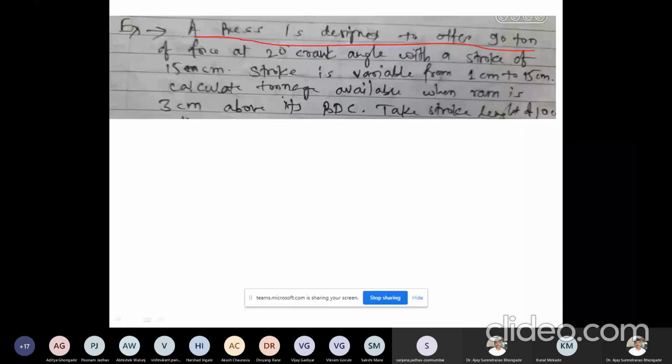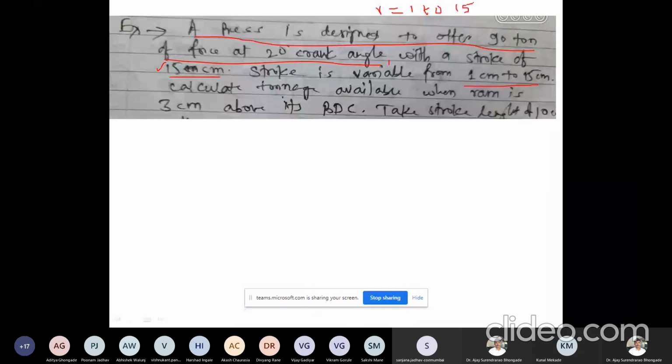Force at 20-degree crank angle. Now this is the capacity of the press, what we call the press rating, right? It is designed for that particular position, that particular force, with a stroke of 15 mm. Stroke is variable from 1 to 15 mm, right? So the maximum stroke is 15 mm, and it can vary from 1 centimeter to 15 mm. So we can say that R can be varied from 1 centimeter to 15 centimeter. So with that, we are able to vary the force.